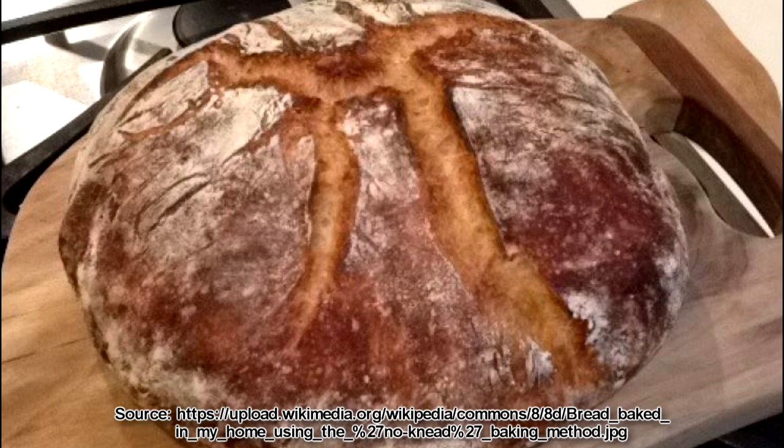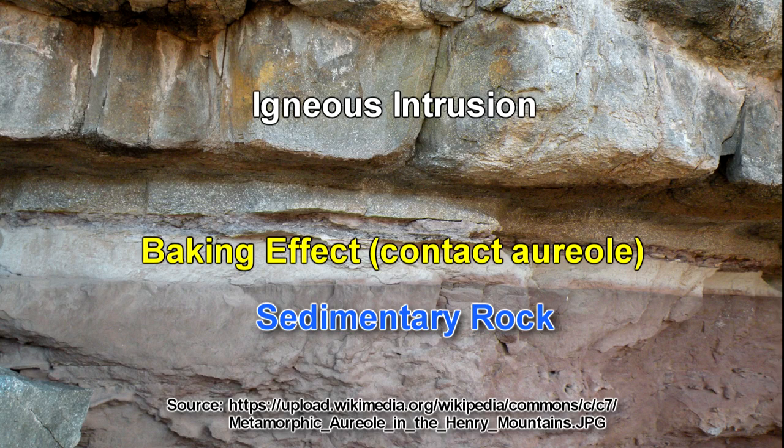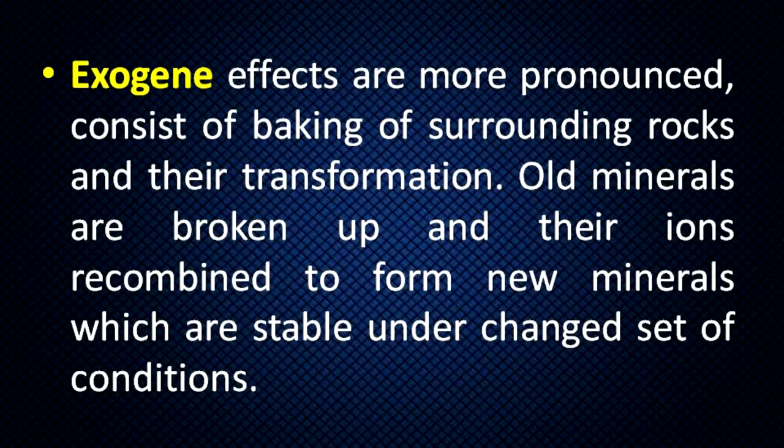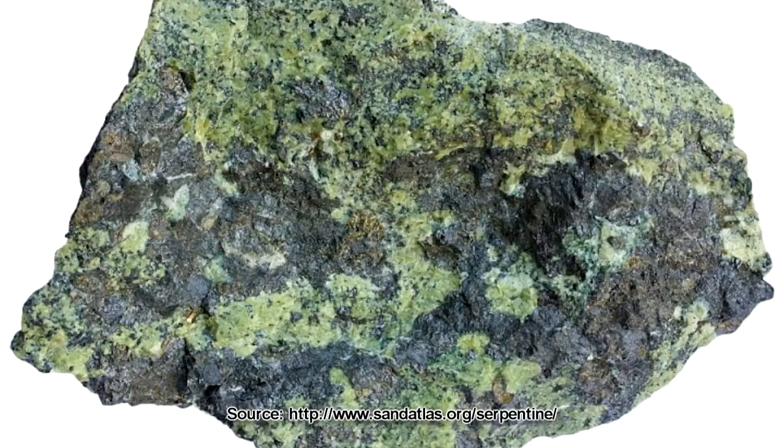It is brownish, grayish brown material that gives you a baking effect on the surrounding rocks, and their transformation takes place. Old minerals are broken up. Suppose CaCO3 is there, CaCO3 will be broken up into CaO and CO2, and this CO2 and CaO will combine with the surrounding country rock, that may be clay mineral, that may be arenaceous clayey sediments, and form a new mineral deposit.